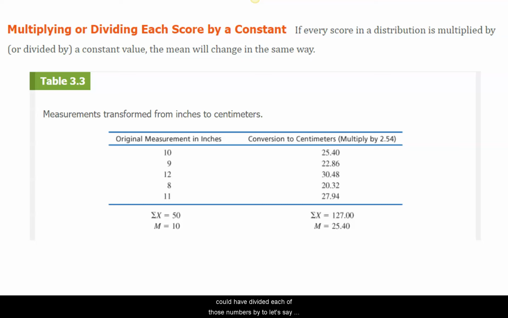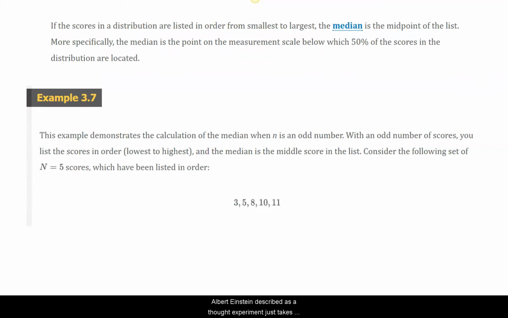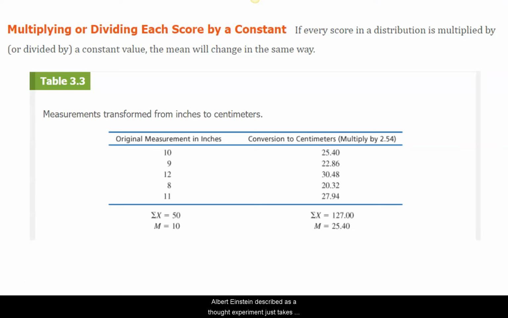So a fairly direct idea. We could have divided each of those numbers by 2, let's say. Instead of 10, 9, 12, 8, 11, I could have had 5, 4.5, 6, 4, 5.5, and of course the new mean would have been 5. So fairly direct idea, and you can always do what Albert Einstein described as a thought experiment. Just take 3 numbers, never mind 5. Why 5? Take 3 numbers and just experiment with them. It's always a way to demonstrate, not necessarily prove, but demonstrate these principles to yourself.